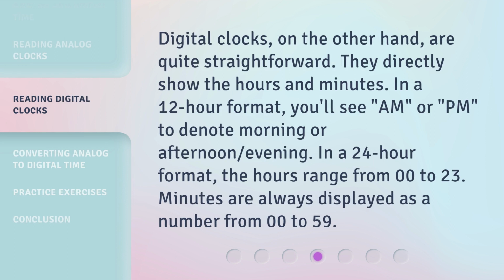Digital clocks, on the other hand, are quite straightforward. They directly show the hours and minutes. In a 12-hour format, you'll see AM or PM to denote morning or afternoon, evening. In a 24-hour format, the hours range from 00 to 23. Minutes are always displayed as a number from 00 to 59.